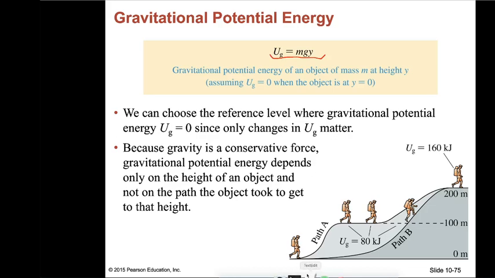So let's say for this man, if he's going up the hill, on path A or path B, no matter which path he's using, the change from the top position to the bottom position, the energy is the same. So the gravitational energy is the same. It's independent of the path. It only depends on the position or the height.